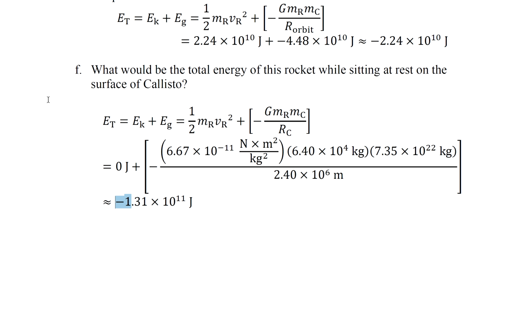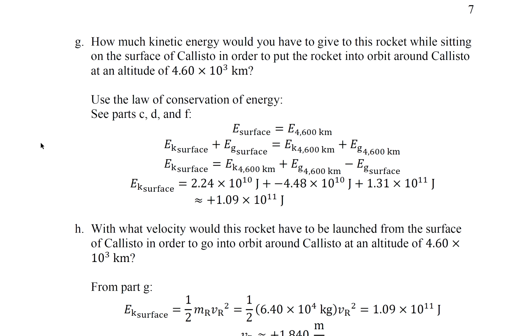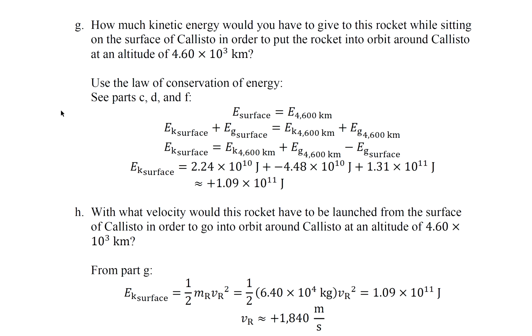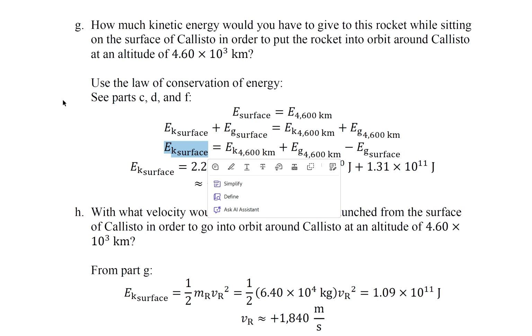Part G, how much kinetic energy would you have to give to this rocket while sitting on the surface of Callisto in order to put the rocket into orbit around Callisto at an altitude of 4.6 times 10 to the 3 kilometers? So this is the law of conservation of energy here. The total energy at the surface is equal to the total energy at 4,600 kilometers above the surface of Callisto. So just solve for kinetic energy at the surface. And you've already solved for these three values from parts C, D, and F.